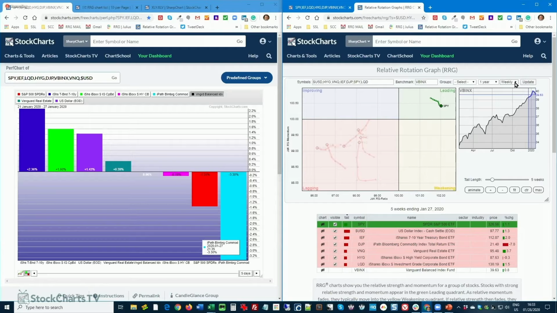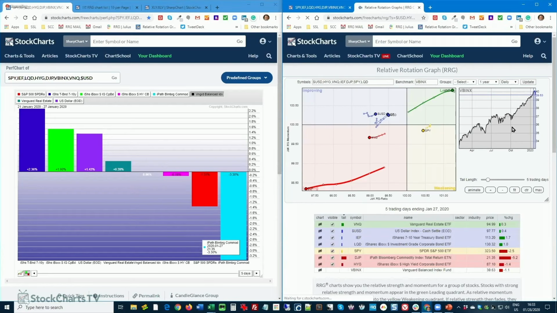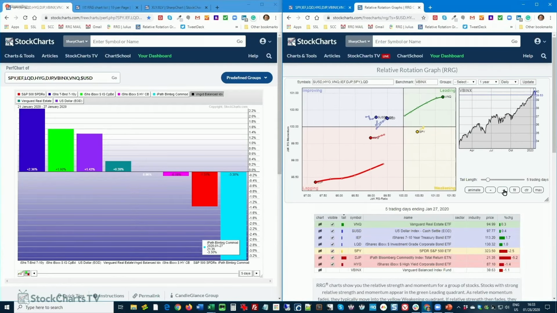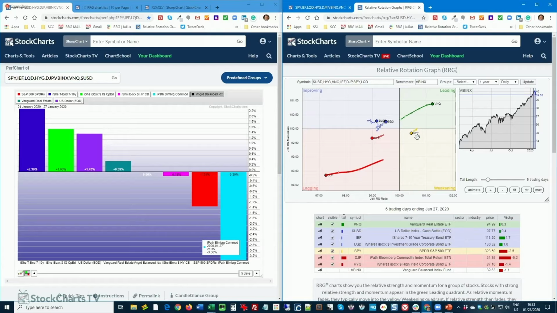If we move this to the daily version of this chart, we'll see a little bit more granularity. SPY is still static on the right-hand side, inside weakening, heading towards lagging. But the big moves are found in real estate, VNQ, which is pushing further into the leading quadrant. And again, commodities pushing deeper into lagging. This is the complex of fixed income stuff, and here is high yield, which is more correlated with equity, so you would expect that to move further into the lagging quadrant.